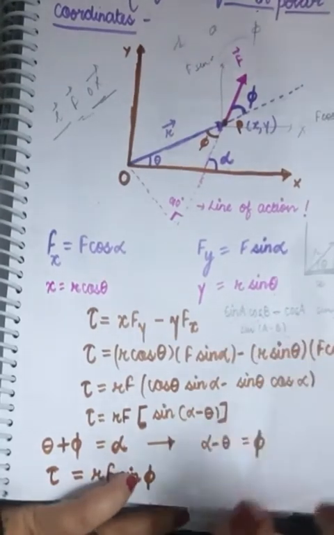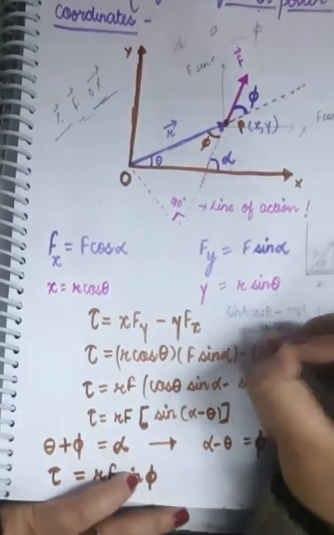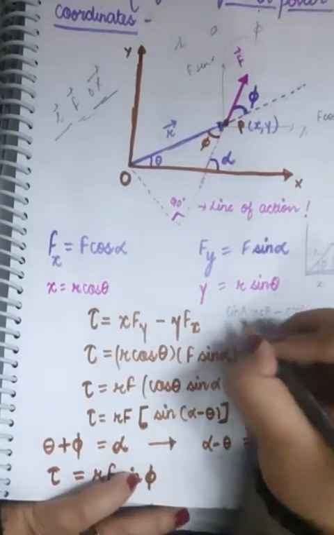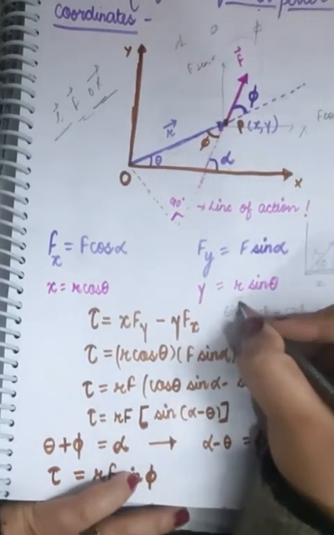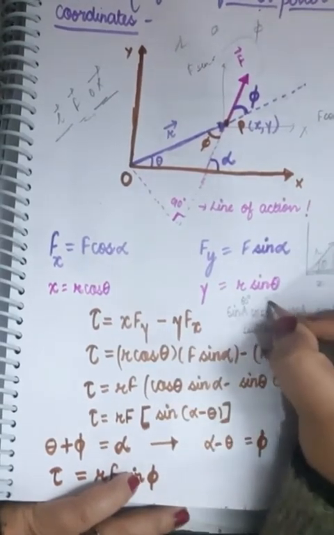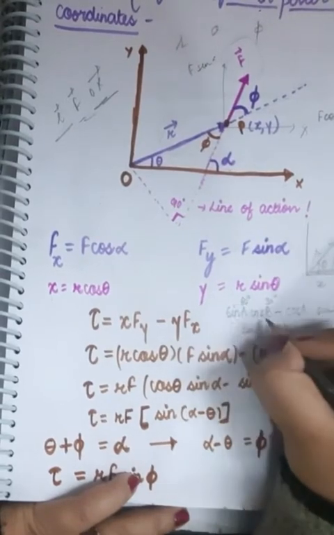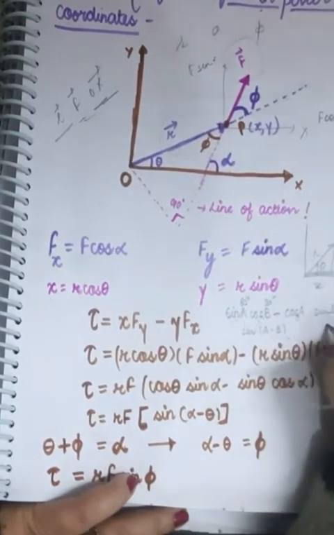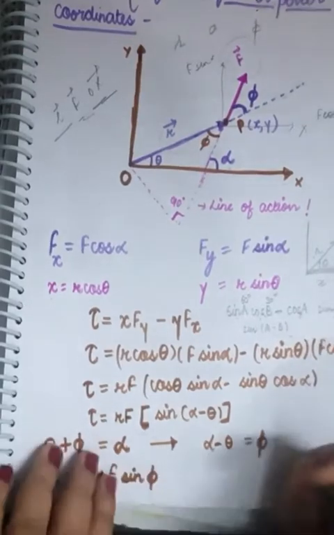Just learn this formula, right? And you can prove it also if you want to learn it better. Take angle A 60 degree, angle B 30 degree: sine 60 cos 30 minus cos 60 sine 30. Just have a look here.